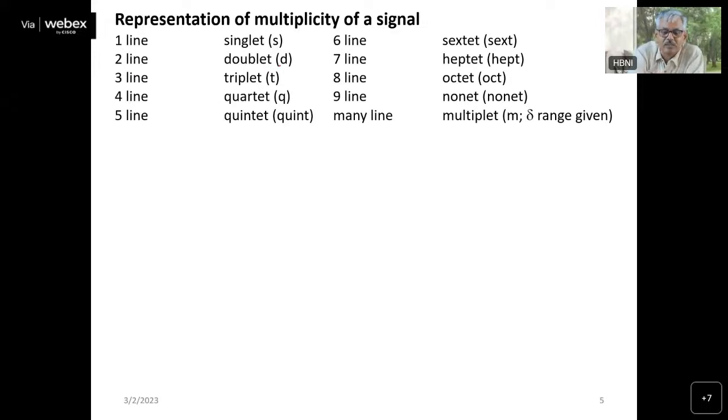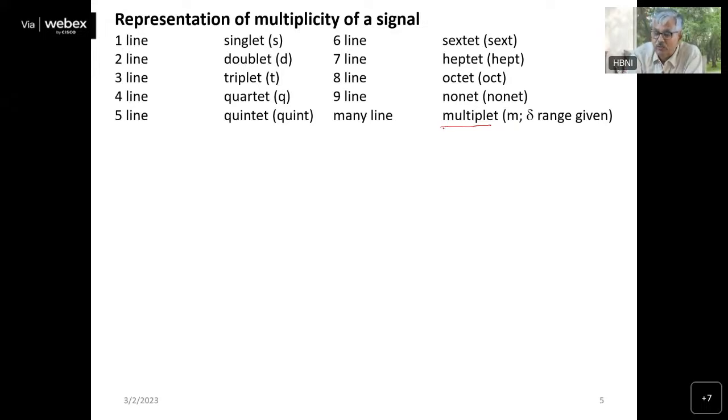2 lines you will see called a doublet. 3 lines, triplet, then 4 lines you are getting quartet, 5 lines we call quintet, 6 lines is sextet, 7 lines is heptet, 8 lines is octet, 9 is nonet. And sometimes in some spectra you are getting many lines, then you call them a multiplet. Normally when you tell singlet, doublet, triplet, in that case you give the center value of the multiplet as the chemical shift.